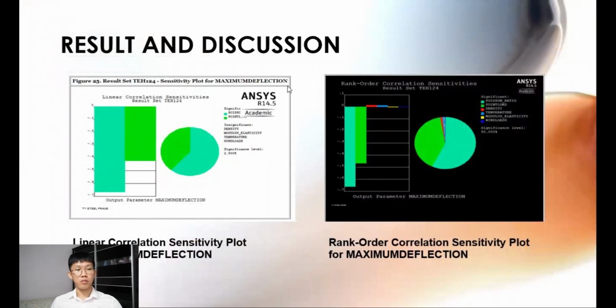For the sensitivity plot, this is the linear correlation. For the linear correlation, you can see the blue-green color is the Poisson ratio, while the pale green color is the point load. These two show significant sensitivity for the linear correlation result. For the rank order, it shows the same as the linear, which is the Poisson ratio and the point load value are significant, while the rest are less significant.